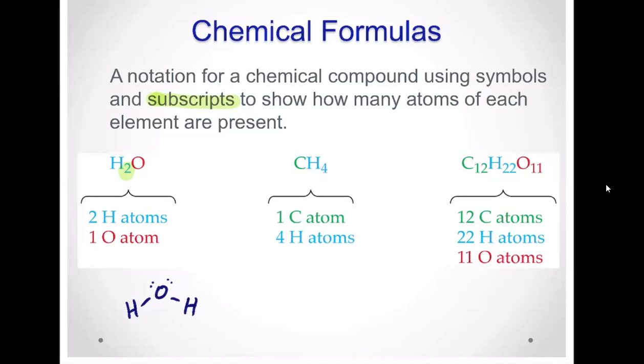The next one is CH4. That's methane, a gas, natural gas, which has a carbon bonded to 4 hydrogens. So CH4 means 1 carbon, 4 hydrogens. And this is sucrose. I'm not going to draw that out, but you would see here that you have 12 carbons, 22 hydrogens, and 11 oxygens in that large molecule. So remember, this number is called a subscript.